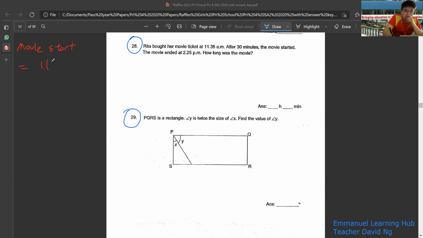11:35 plus 30 minutes equals 12:05. The movie started at 12:05. Okay, the movie starts at 12:05, right? The movie ends at 2:25. So how long is the movie?